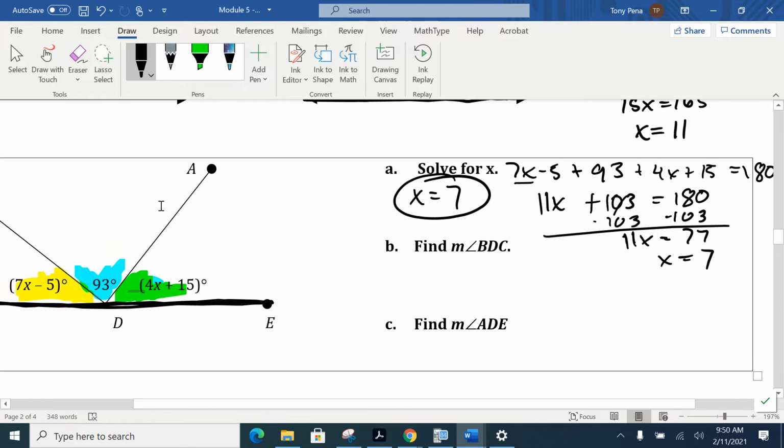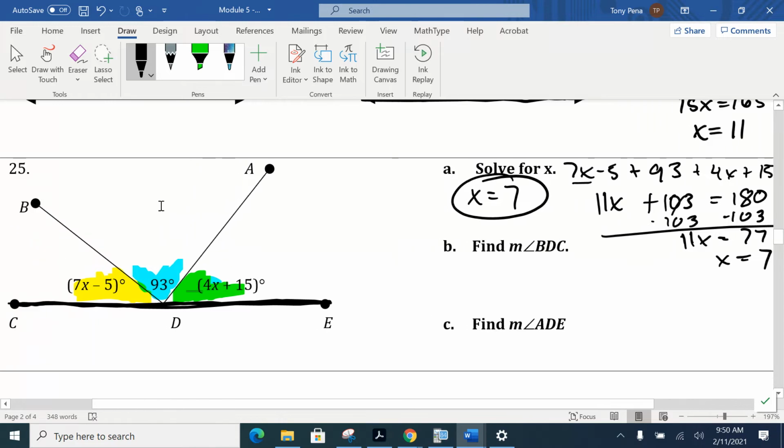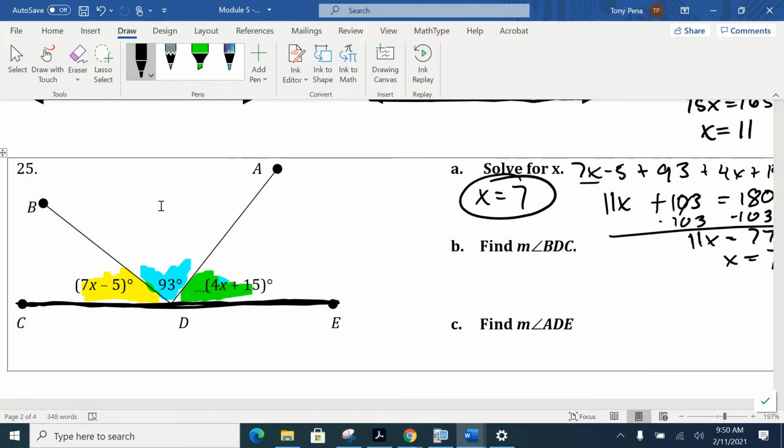If I ask you to find B, D, C, see if you can do that. See if you understand what angle I am asking for when I say B, D, C. I'm assuming a lot of us are pretty competent understanding this reasonably well. If you have B, D, C while we wait, go ahead and find letter C, A, D, E.